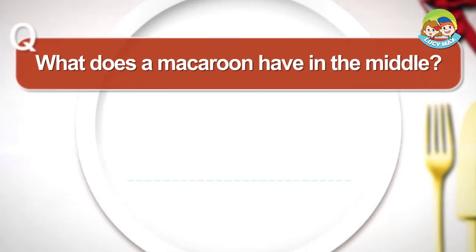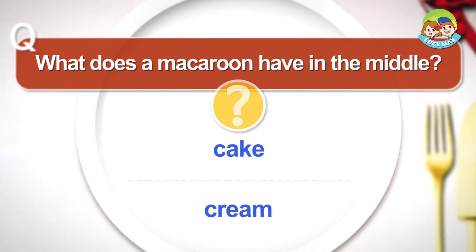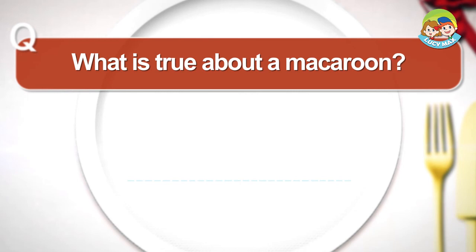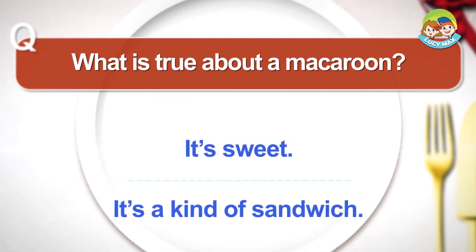What does a macaroon have in the middle? Cake. Cream. What is true about a macaroon? It's sweet. It's a kind of sandwich.